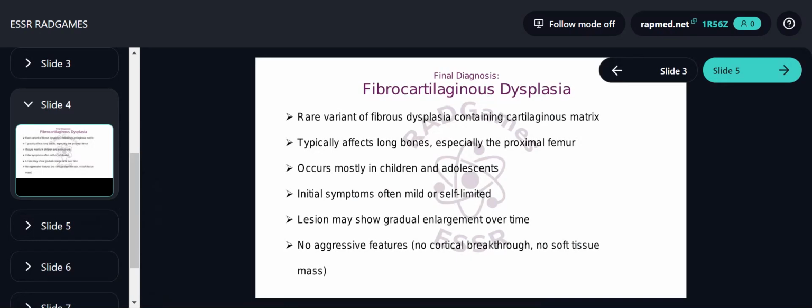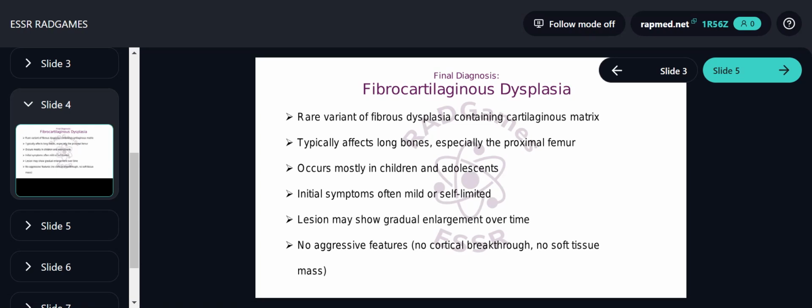The final diagnosis is fibrocartilaginous dysplasia, a rare variant of fibrous dysplasia that contains extensive cartilaginous differentiation. This condition typically occurs in children and adolescents and most commonly affects long bones, especially the proximal femur. Clinical symptoms are often mild or even self-limited, as in our case.